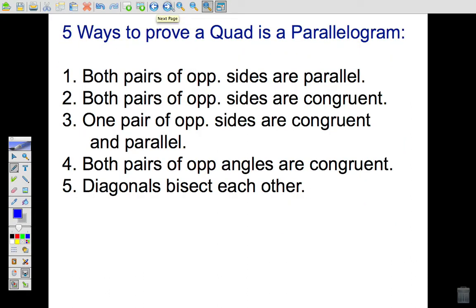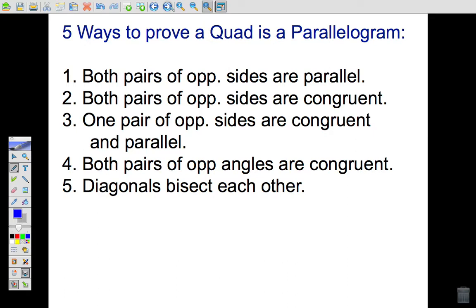So, 5 ways to prove that a quadrilateral is a parallelogram. And I want you to write these down in your notes. So we said if both pairs of opposite sides are parallel, it's a parallelogram. And that's really one that we didn't have as a theorem, but that's just the definition of a parallelogram. So in other words, if you have a 4-sided figure and you know that both pairs of opposite sides are parallel, it's a parallelogram.